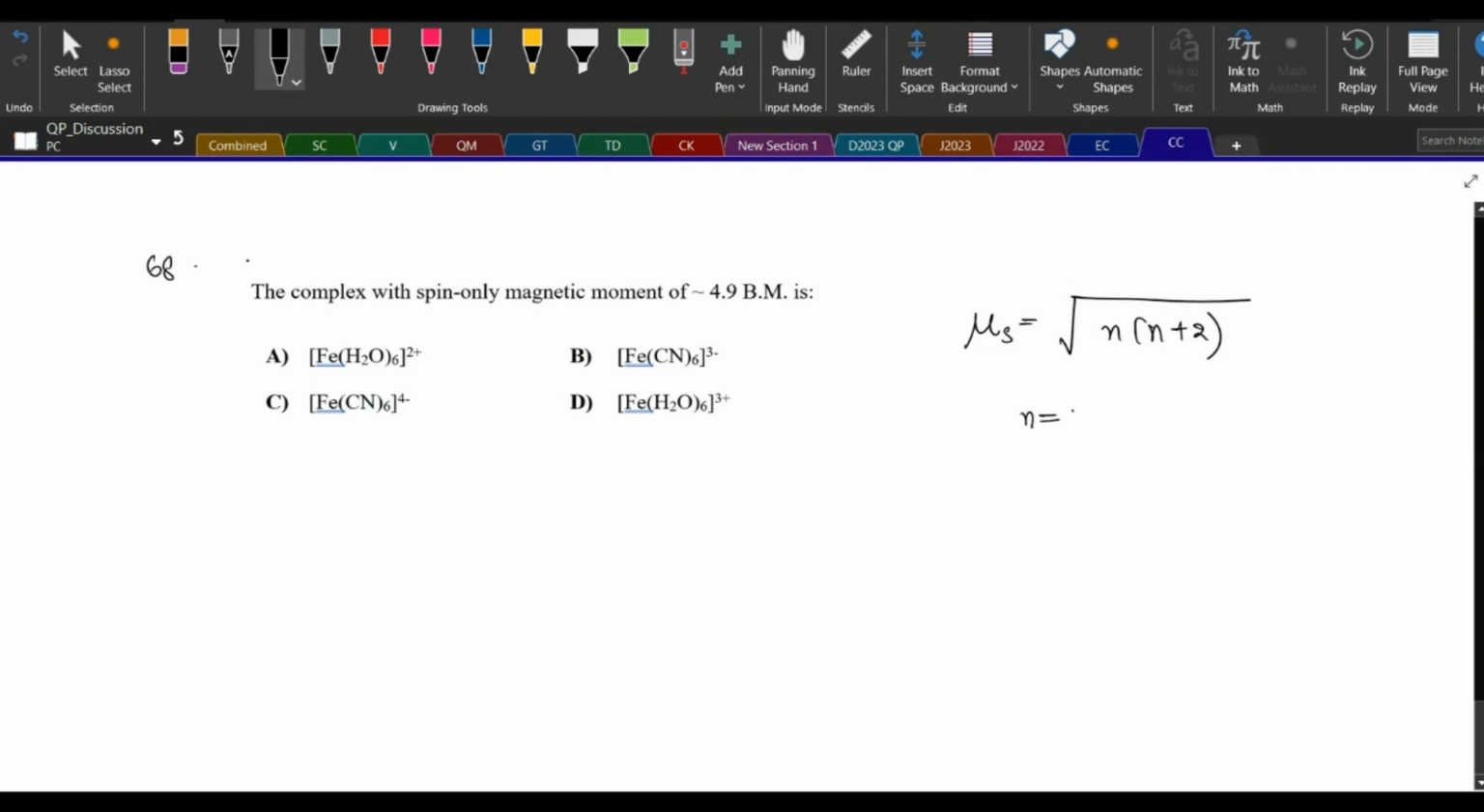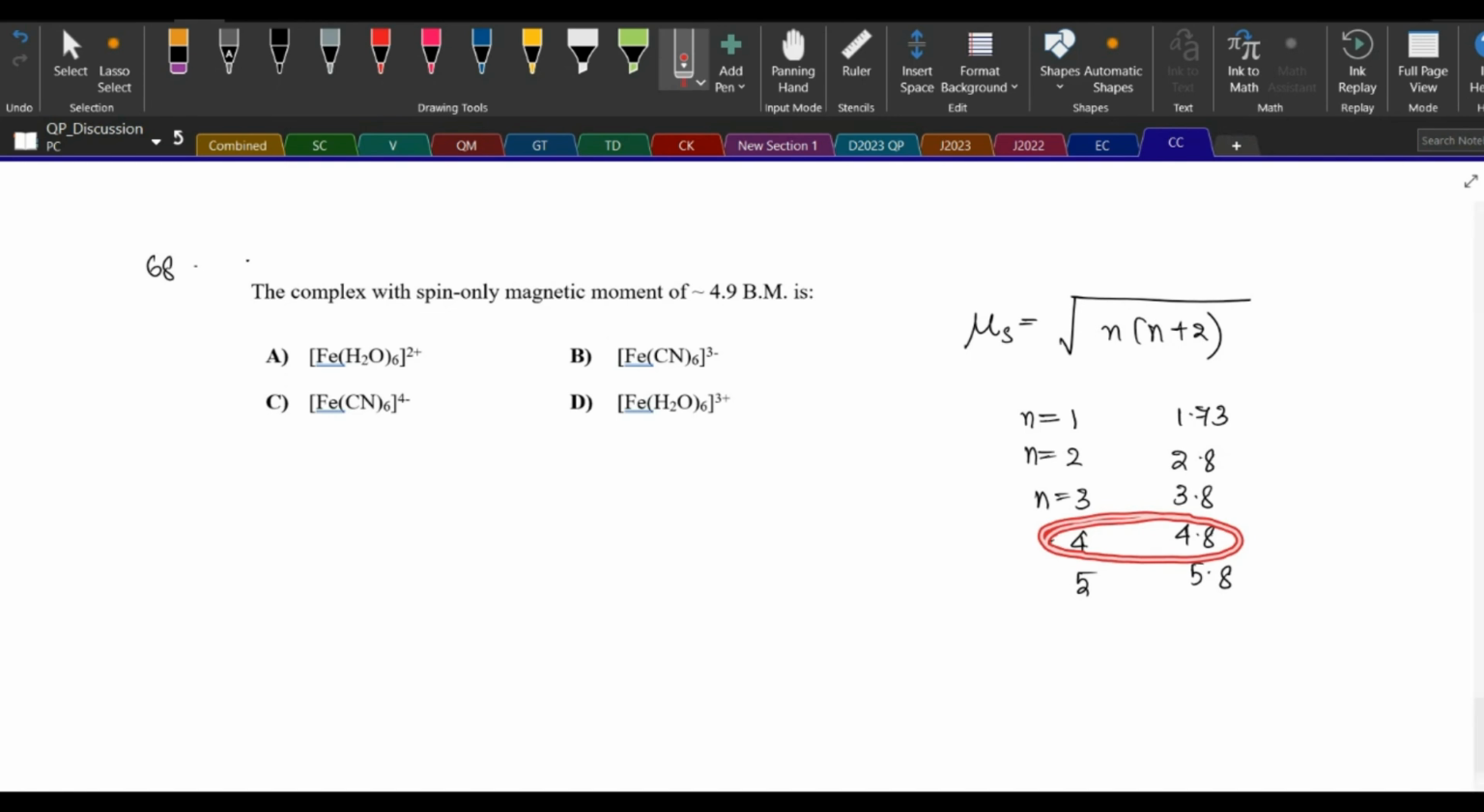If the unpaired electron n is 1, if you put this value, root of 1 into 1 plus 2, root 3, you get 1.73. When n is equal to 2, root of 2 into 2 plus 2, you will get root 8, that is 2.8. If n is equal to 3, it is near 3.8, if 4 it is near 4.8, if 5 it is near 5.8, and so on. So in the question, they have said you need 4.9. If 4.9 is your magnetic moment, the number of unpaired electrons that it will have is 4. This is the first thing that you have to know.